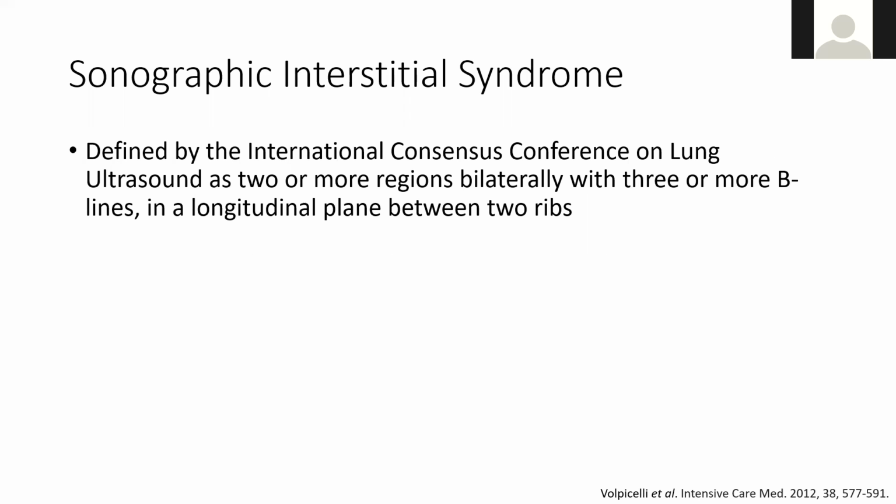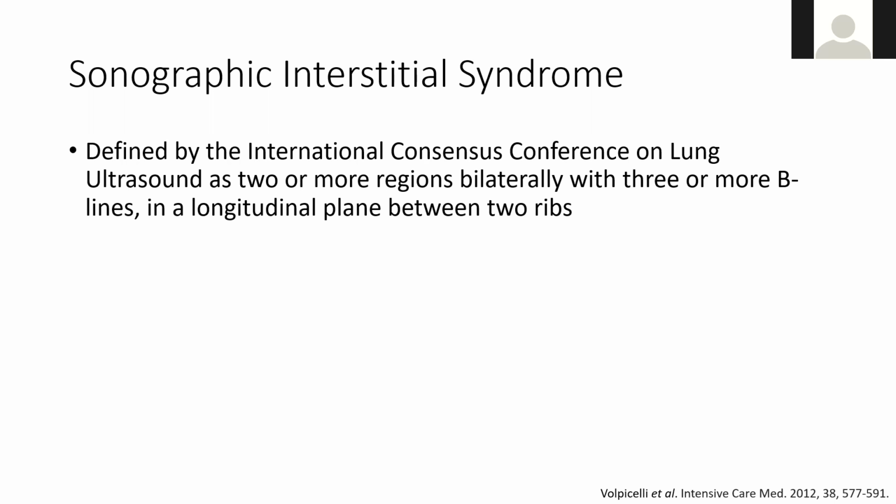Sonographic interstitial syndrome is defined by the International Consensus Conference on Lung Ultrasound as 2 or more regions bilaterally with 3 or more B-lines in a longitudinal plane between 2 ribs. And there's correlation between these artifacts and the increase in cardiogenic and non-cardiogenic edema, interstitial pneumonia, ILDs, lung contusions, etc.